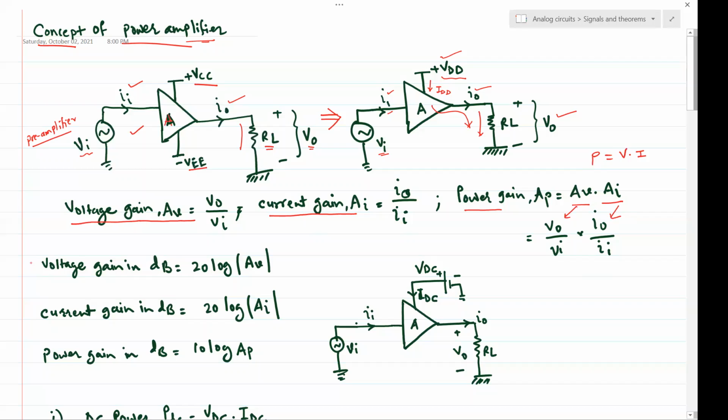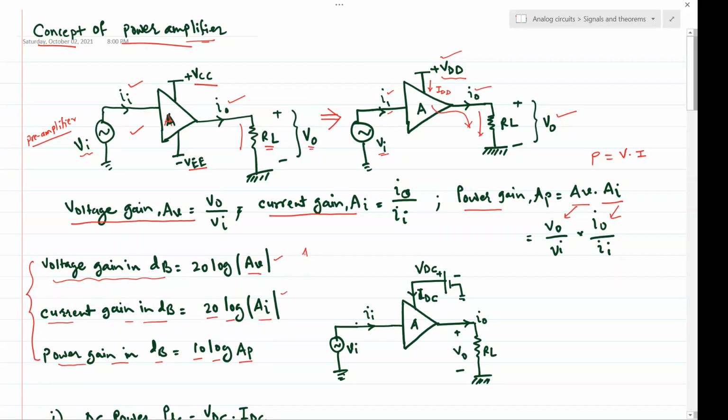How about in decibel? So we define in decibel these three quantities. Voltage gain in decibel can be represented by 20 log magnitude of the voltage gain AV. Current gain in decibel is calculated as 20 log magnitude of current gain. All right, and the power gain in decibel is calculated as 10 log AP. So we don't take a magnitude here, however here we take a magnitude.